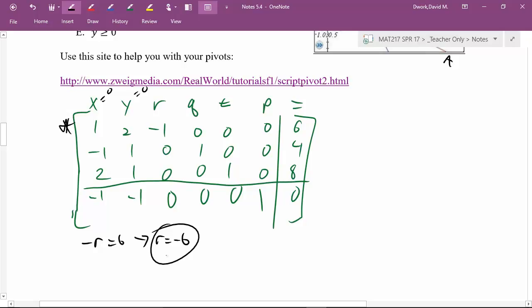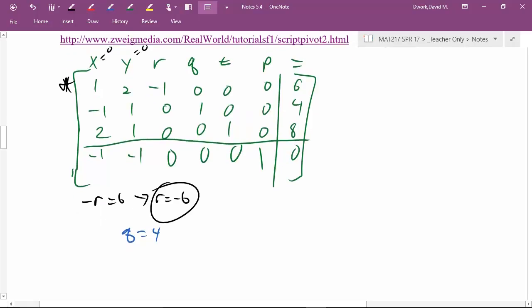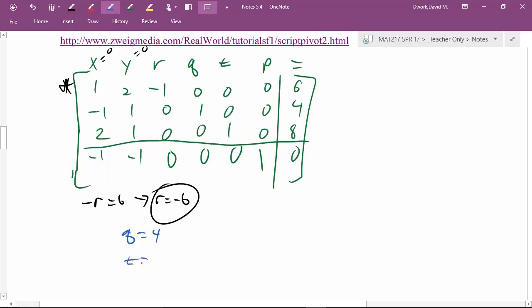The next row, would be what? So the second row here would be what? 0x, 0y, 0r, q is equal to 4. Now that one's fine, right? That one's not causing us any issues. Okay, and then the last row, if you're keeping up, you can do this in your head a little bit, t equals 8. That's fine, right? It's positive. That's all we really care about, positive or 0.